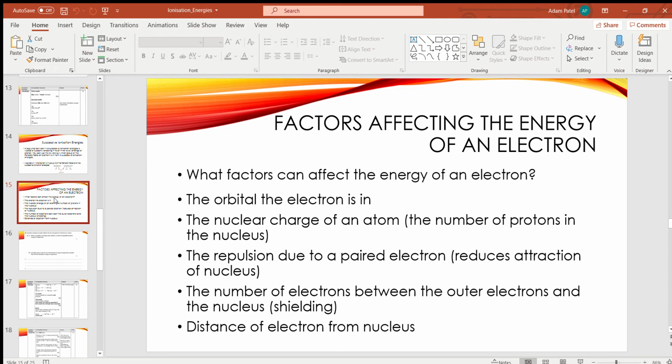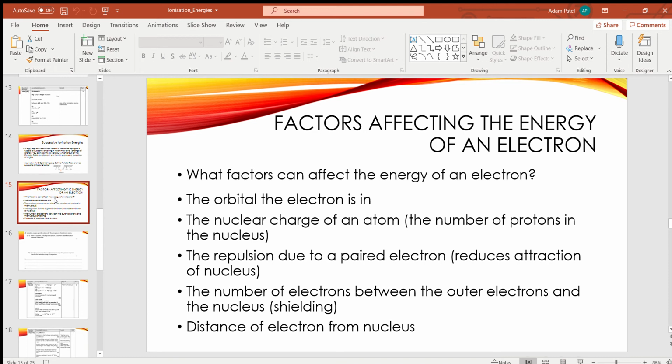Repulsion due to paired electrons. Remember when we talked about Hund's principle, where electrons are singly filled in a p subshell or a d subshell, for example. Because the electrons are singly filled, that minimizes repulsion in your orbitals. Once you have paired electrons in an orbital, there could be repulsion there, which reduces the attraction of the nucleus, because they're repelling each other.